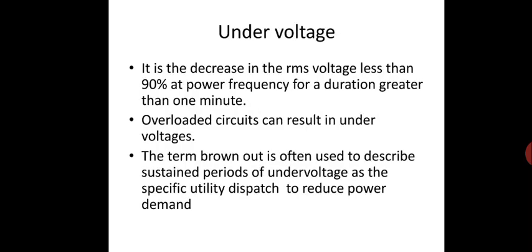So under voltage is the decrease in the RMS voltage to less than 90% at power frequency for a duration greater than 1 minute. Less than 90% means it is not greater than 90%. So if we take 230 volt, 10% of that is 23 volt.